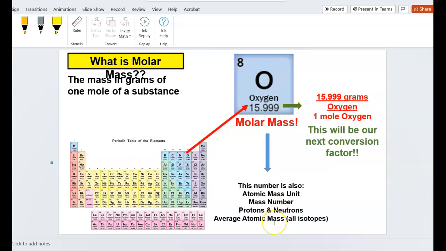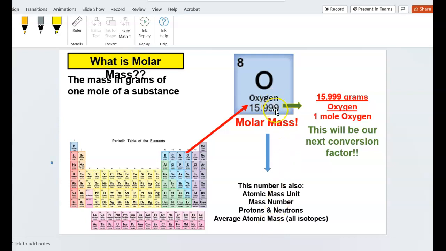It's also something called average atomic mass, which is the weighted average of all of the isotopes of that type of atom that exists in the world. So you may refer to that number as all of these things, and it is all of those things. But in addition to that, it's also a mole.